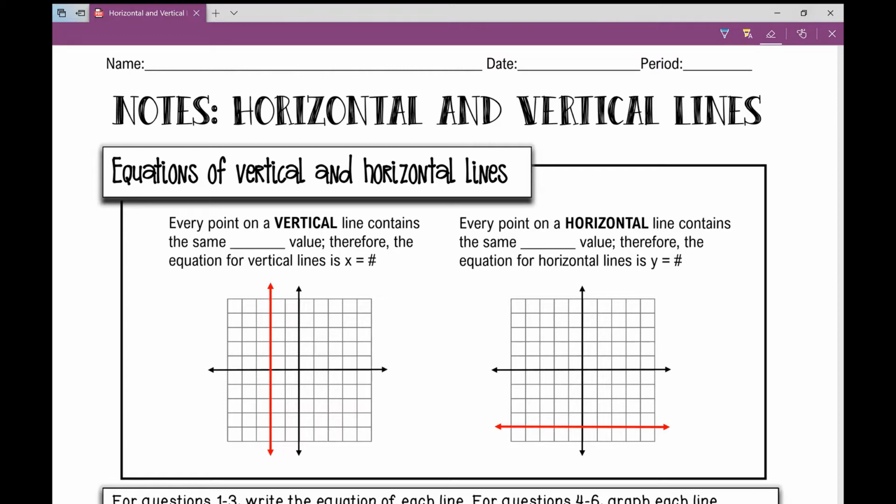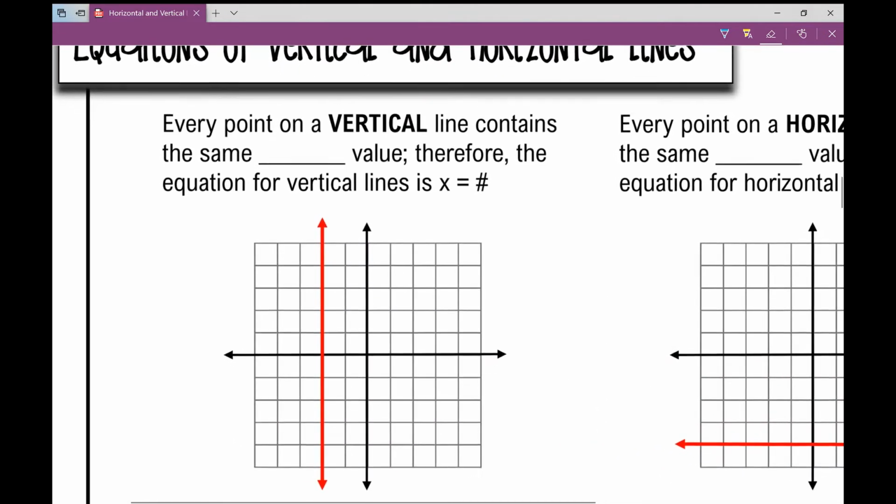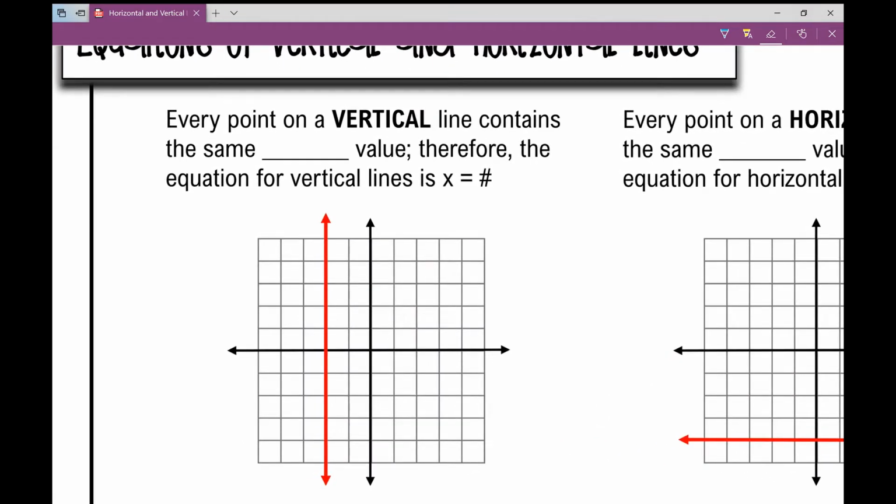Today we're going to talk about the equations of vertical and horizontal lines. So let's first talk about vertical lines. Every point on a vertical line contains the same x value. Therefore, the equation for vertical lines is x equals a constant, or x equals a number.